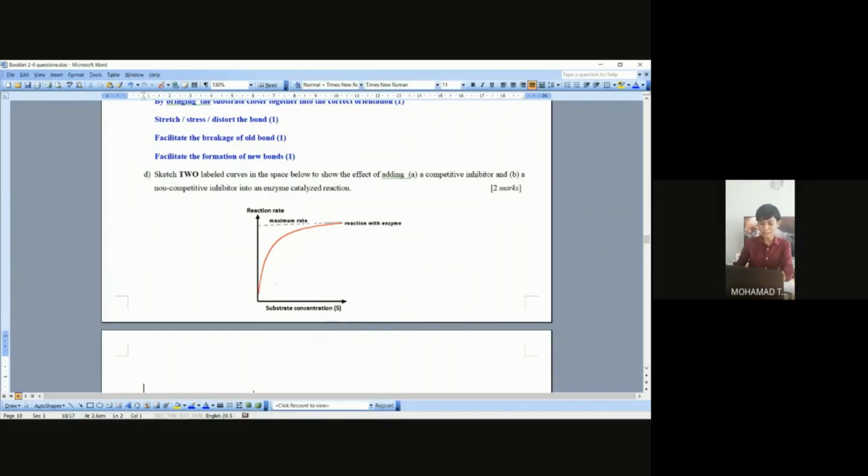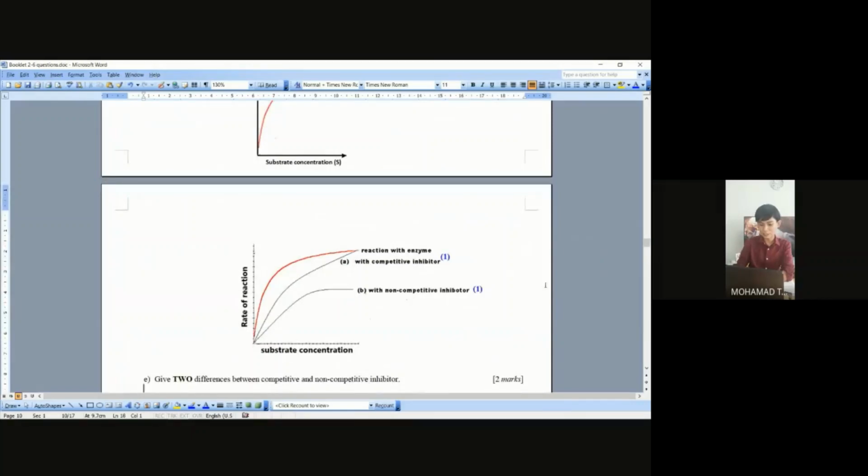So we know that with a competitive inhibitor, as we increase the substrate concentration, the rate of reaction will increase until it eventually reaches the same maximum as the reaction without inhibitor. So this is graph A, the reaction with competitive inhibitor, and this one is the graph for the non-competitive inhibitor, the reaction with non-competitive inhibitor.